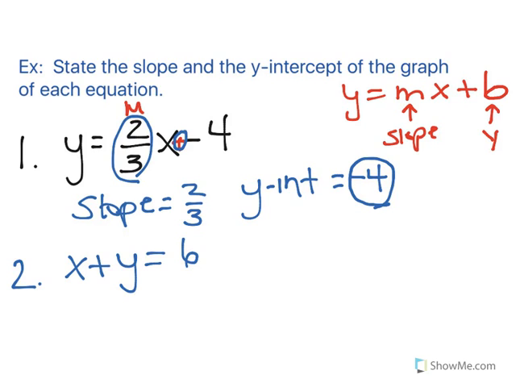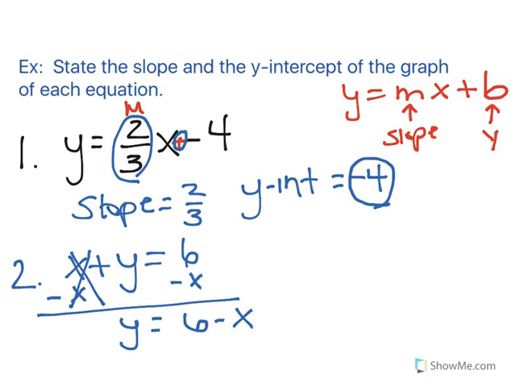Okay, the next one says x + y = 6. Right away, this is not in slope-intercept form, so we need to change that. We need to have just a y on one side of the equation, and x and any other thing on the other side. I need to move this part over. So I'm going to subtract x from this side and subtract x from this side. That crosses this out, and I'm left with y = 6 - x.